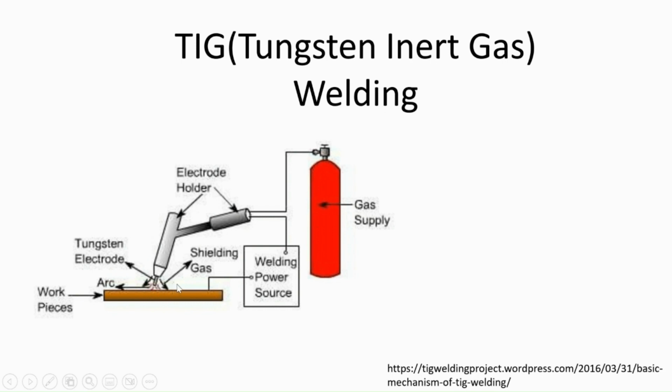So if anybody has a good explanation of how AC helps reduce oxidation in aluminum, or why specifically for TIG welding they use AC, they can comment on that. So yeah, let's move on.